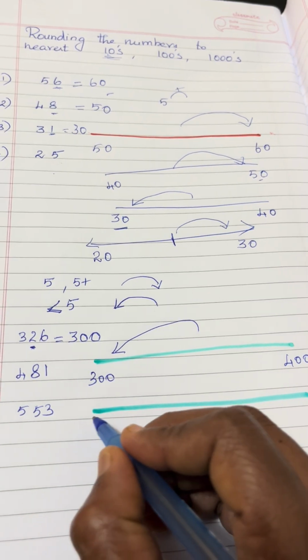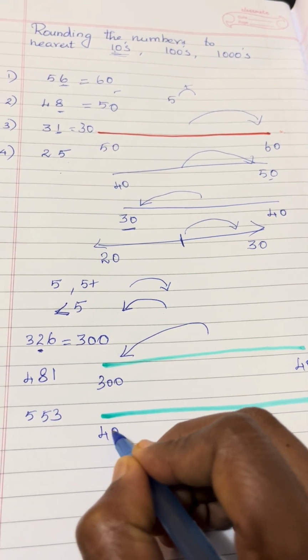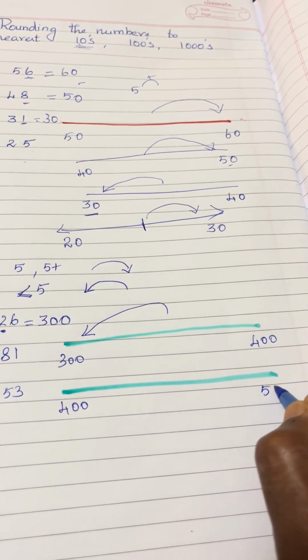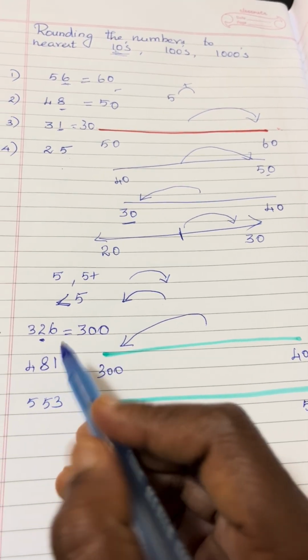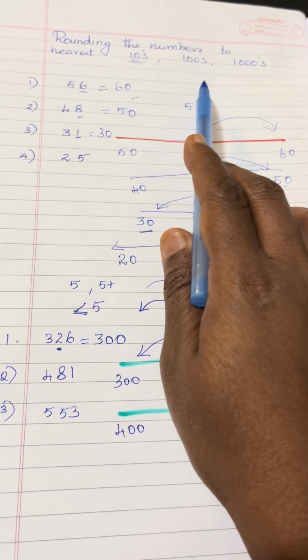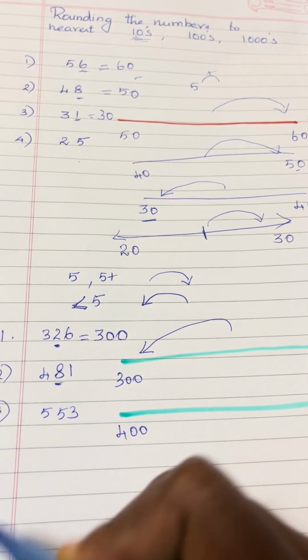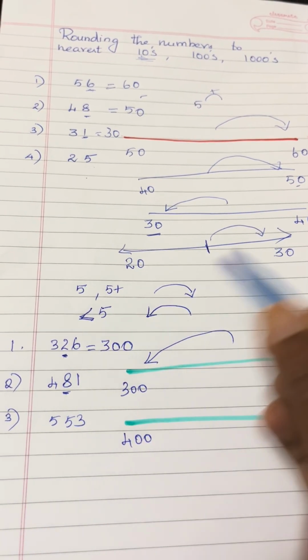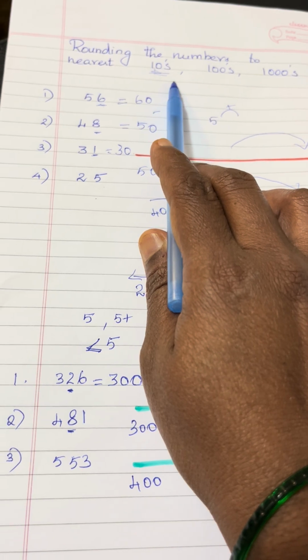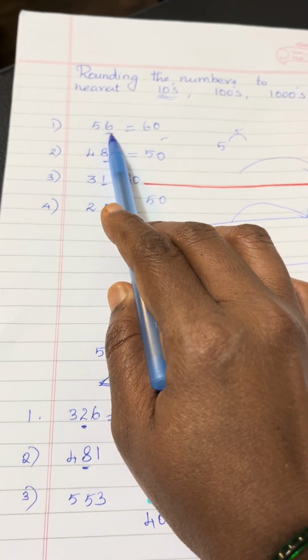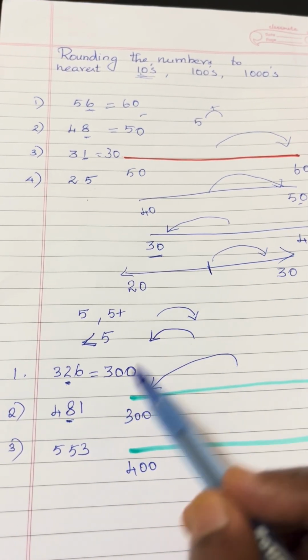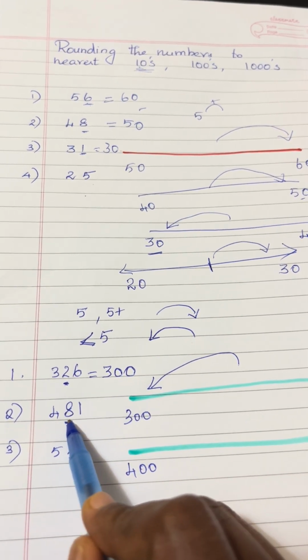Let's see where 481 is. 481 is between 400 and 500. Okay, how many zeros are there? 2 zeros are there, so go for the second zero. Now you're going to look for the tens place. In case of rounding to tens, you're going to check the ones place. In case of rounding to hundreds, you're going to check the tens place.